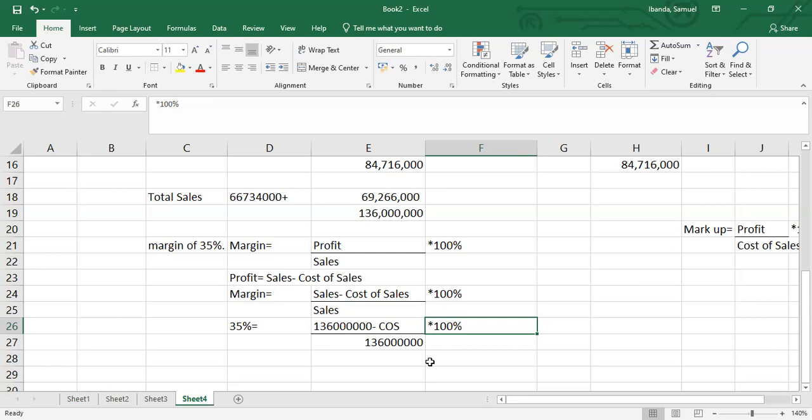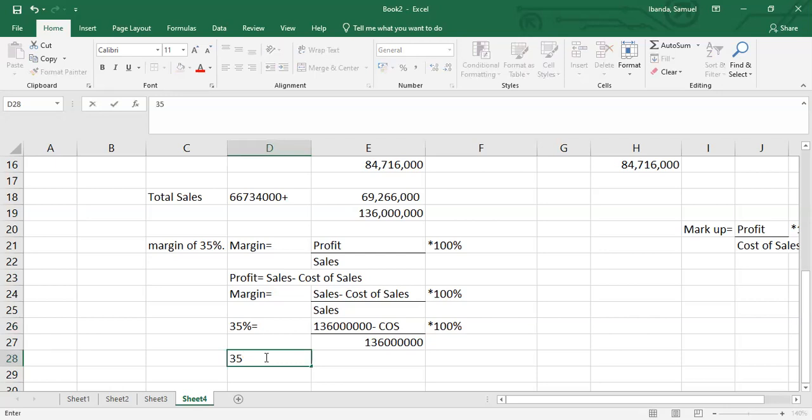So I'm going to modify this working. I'm going to first divide by 100% each side, okay? So basically this will be 35 divided by 100, okay?